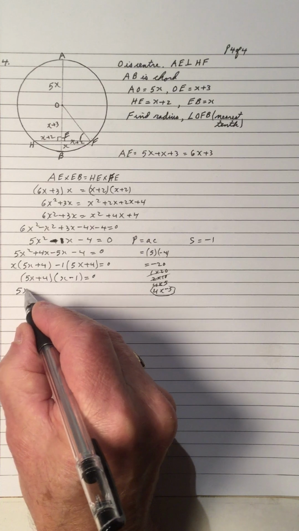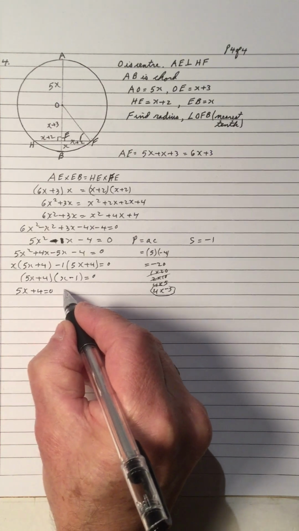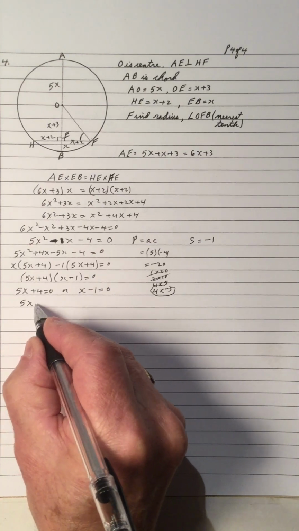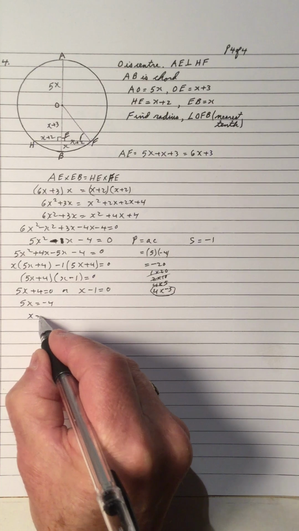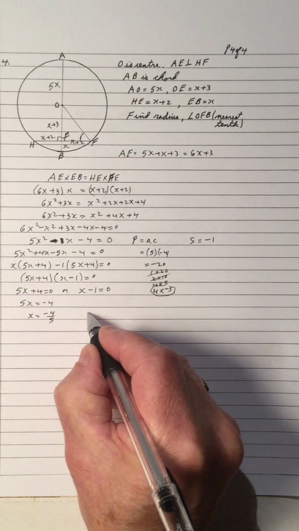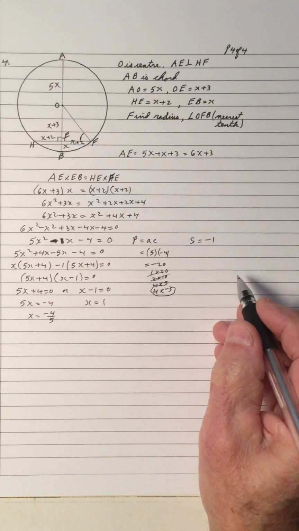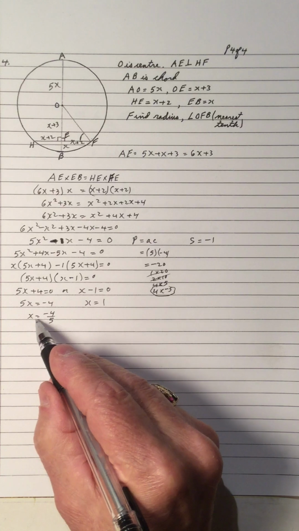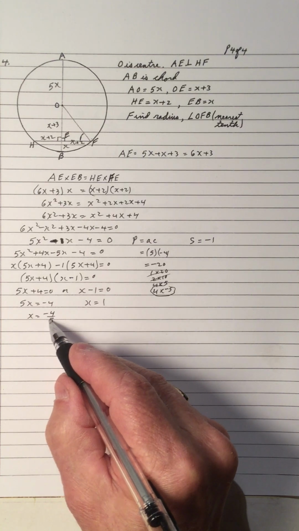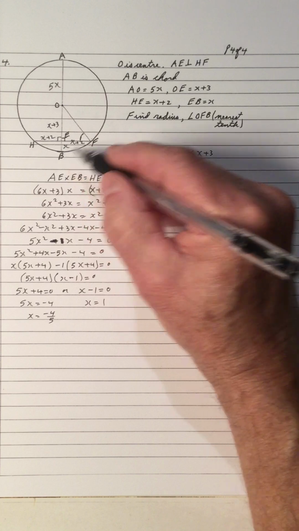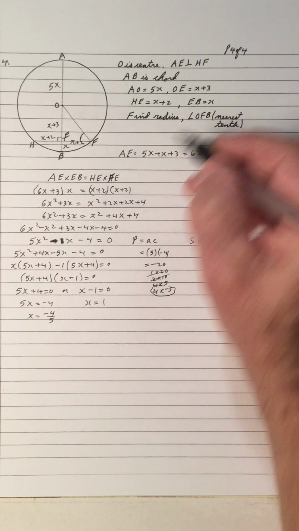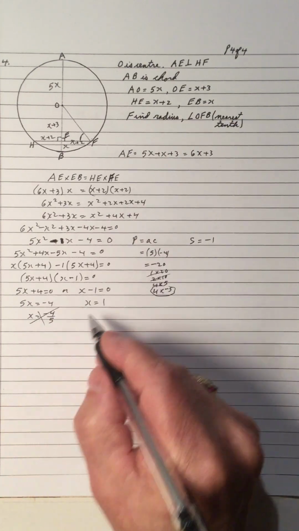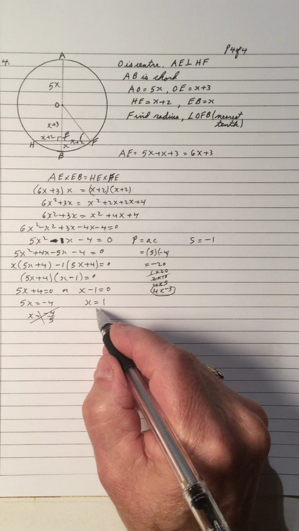So that means we have 5x plus 4 equals 0, or x minus 1 equals 0. So 5x equals negative 4. X is negative 4 over 5. And right here, x is 1. So, which ones fit? If we take x is negative 4/5, then the length would be negative 4/5, so we can't use that negative. That means we're going to use the 1.